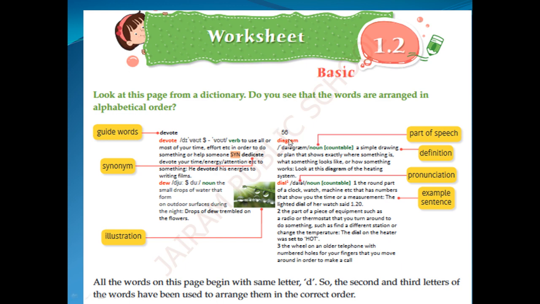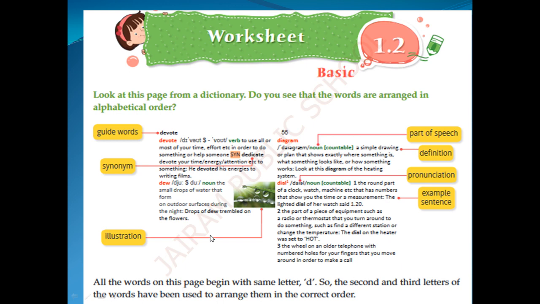Likewise, here also are two words, diagram and dial. Both the words start with D. Both words' second letter is also the same, I. Both words' third letter is also the same, A. Here is the catch: the fourth letters of the words are different. In this case, you have to look according to the alphabetical order. What will come first, G or L? G will come first, L will be later. So in this way we can arrange these words.